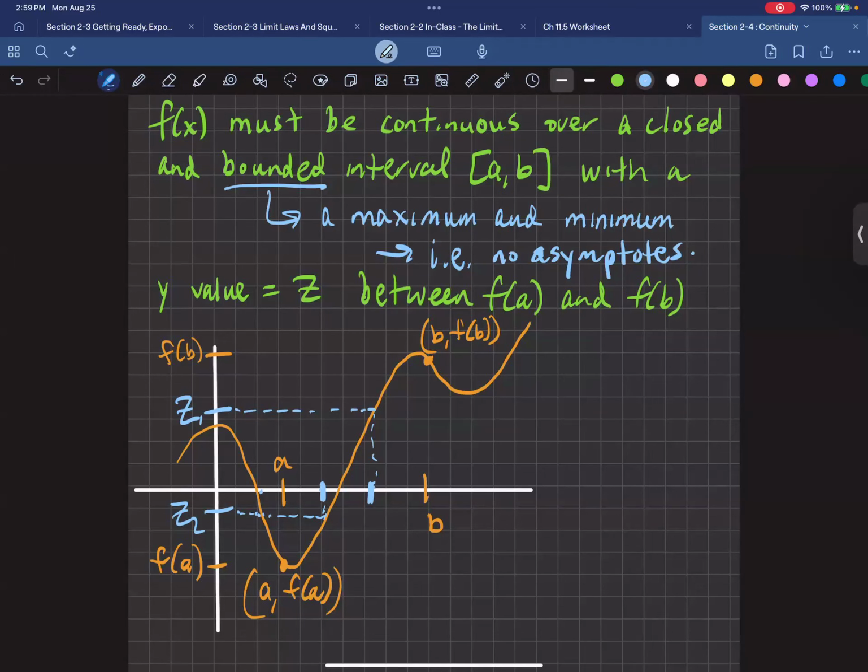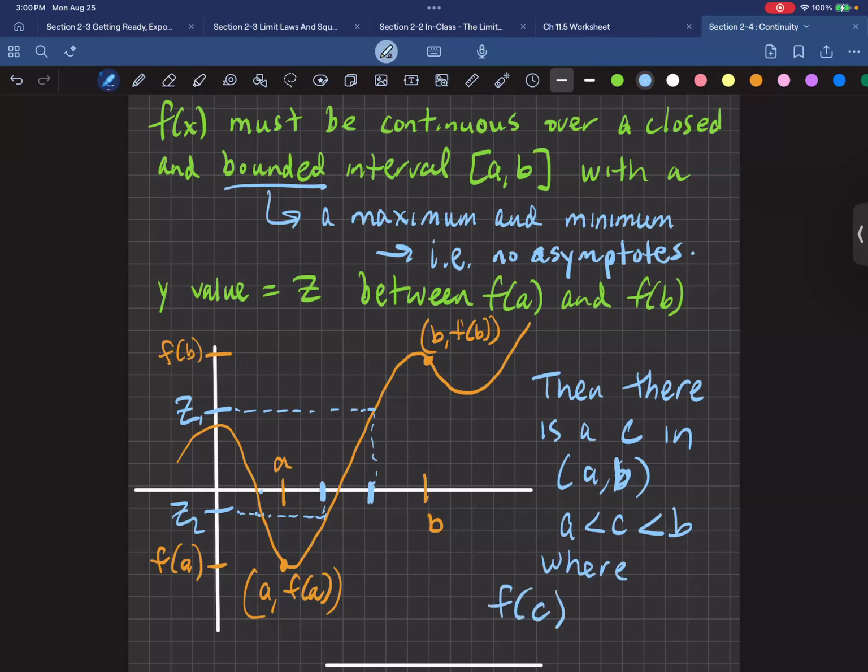So maybe right here, then there is a C in AB, like A is less than C, less than B, where f of C equals Z. So if I call this C1, then this value has f of C1 equals Z1. And if this is C2, Z2 is f of C2.